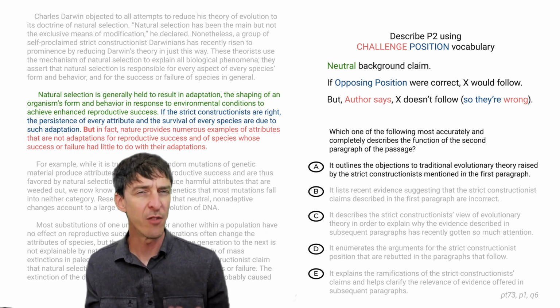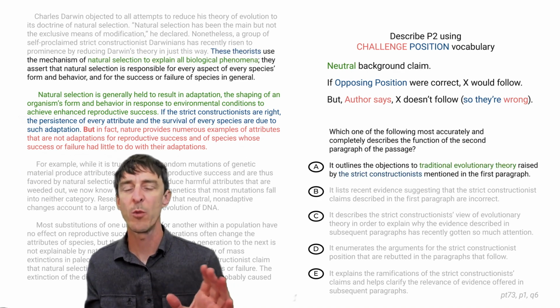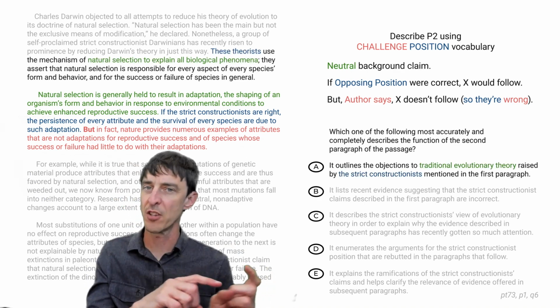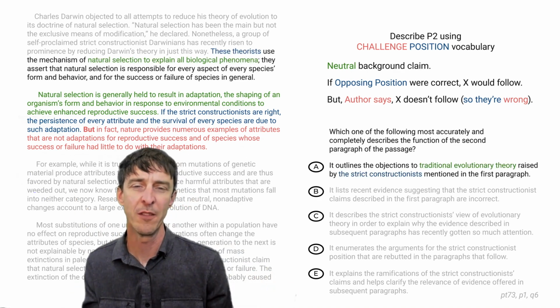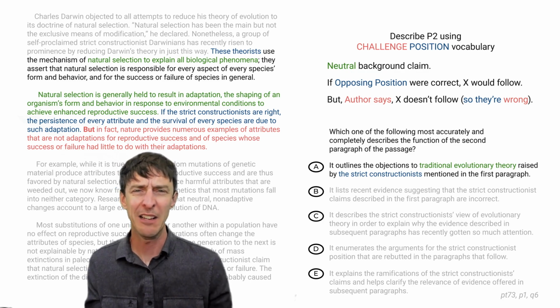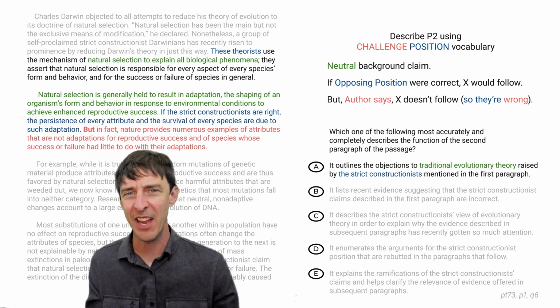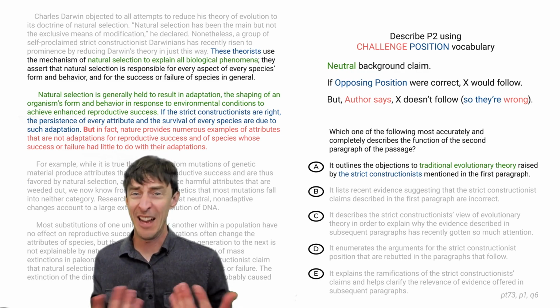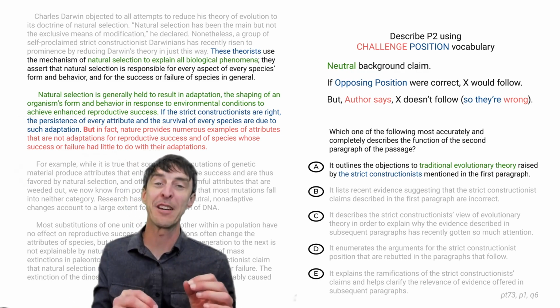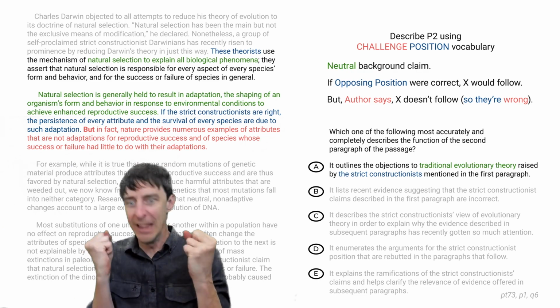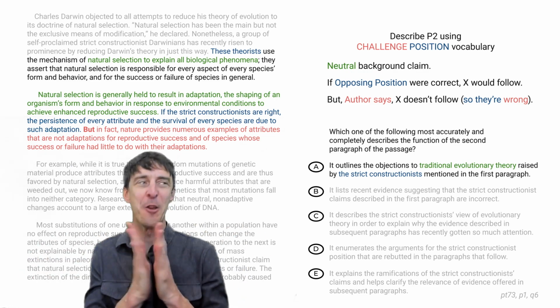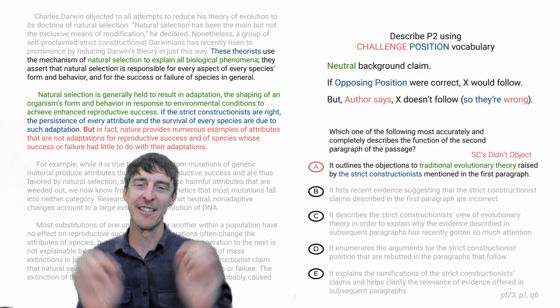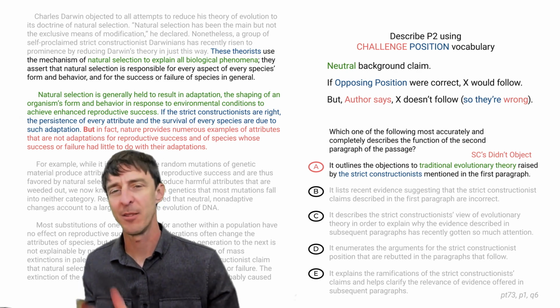A actually doesn't involve the author. It just says it's where we hear what strict constructionists don't like about traditional evolutionary theory. I don't even know what to match that up with. Did they have any objections to traditional evolutionary theory? Not really. In fact, they love it so much, they're overdoing it. They're like, we love natural selection so much, we think it explains everything. So they don't have any objections. We can get rid of A for that.